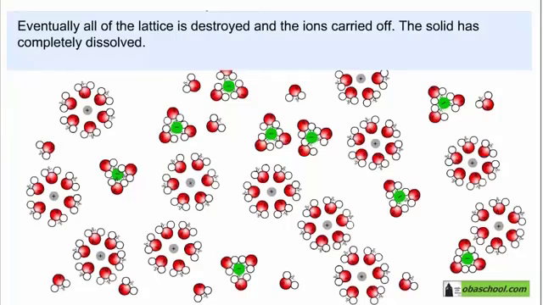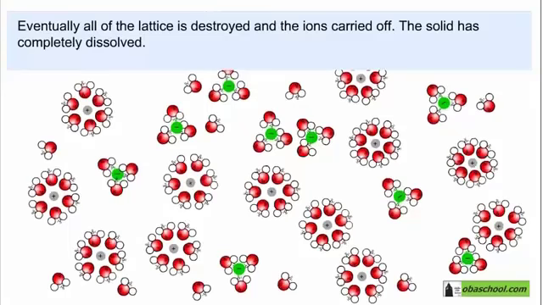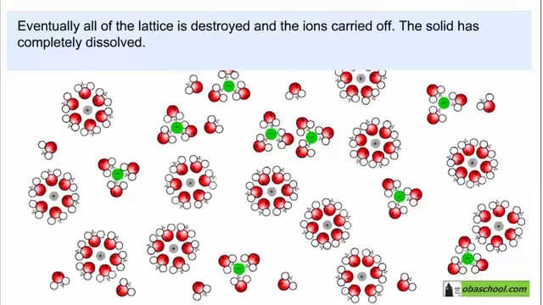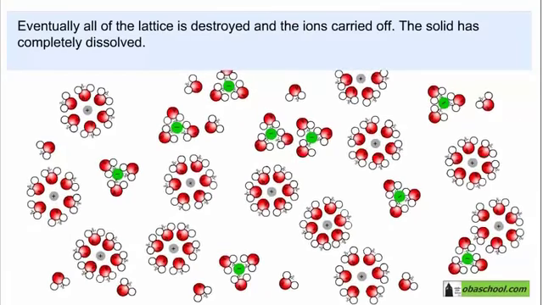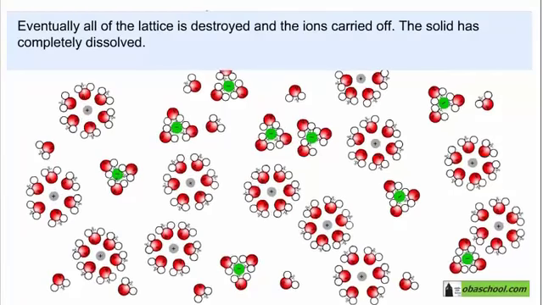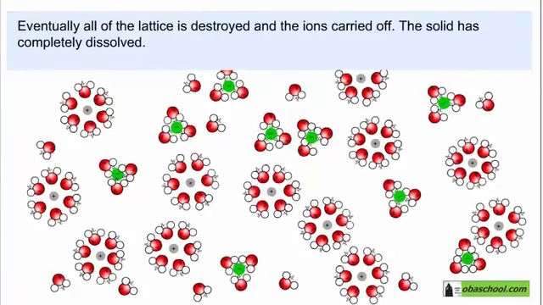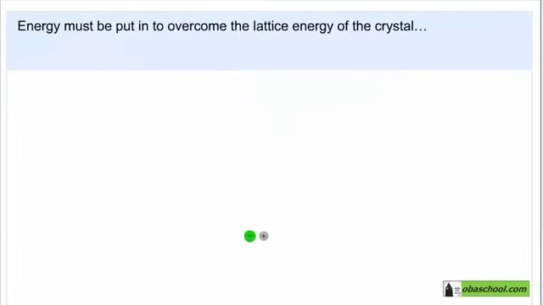Finally, the lattice disappears and dissolves. The positive charges of the lattice are surrounded by the partially negative oxygen atoms, and the negative charges of the lattice are surrounded by the partially positive hydrogen atoms. Thus, the lattice is completely dissolved. There are no ions being dissolved now.